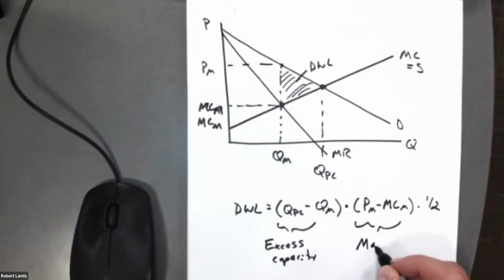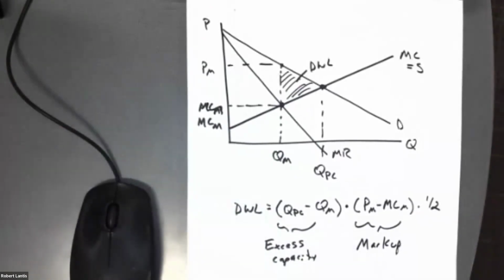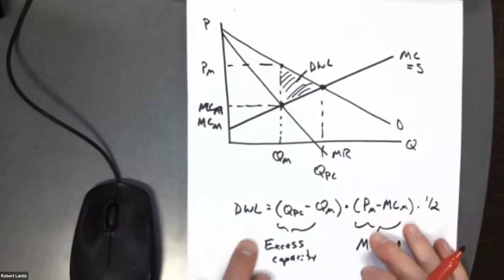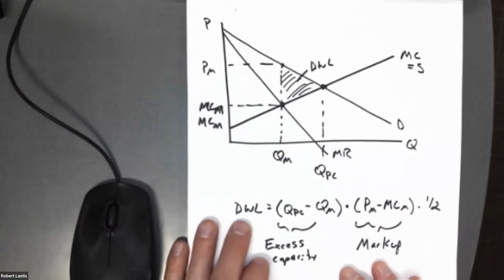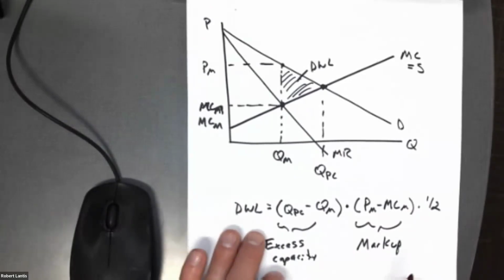We're going to refer to this as our markup. So if I have lower marginal costs, what is that going to do to my deadweight loss? And I can also think about how that's going to impact this markup here.